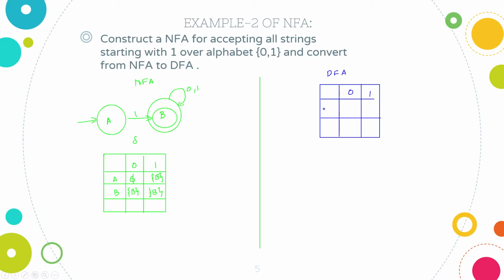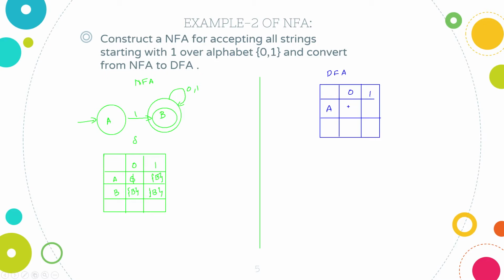0, 1 and starting state A. Okay. So in state A, you get 0, it is null. So there are no null sets over here. That is, you call it a trap state.